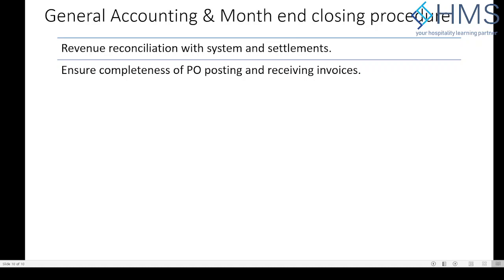Usually the process we follow is we look at the pending PO list every month and see whether each PO is really received or not. Sometimes you get the goods but you don't get the invoices, and that's why you are not putting them into the system. It means that you need to make provision for those goods and services so that all the expenses for that particular month are recorded in that month rather than carried over to the next month. So you have to ensure the completeness of PO posting and receiving invoices.